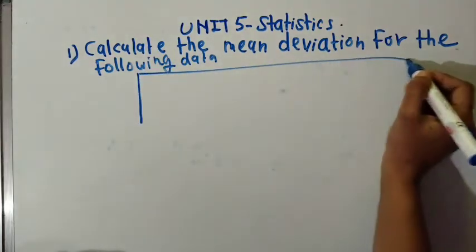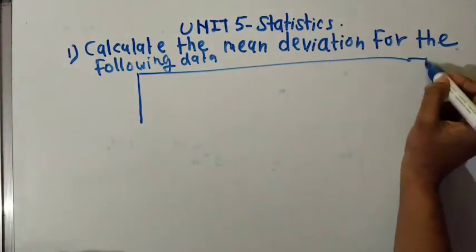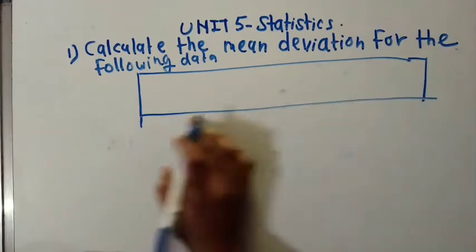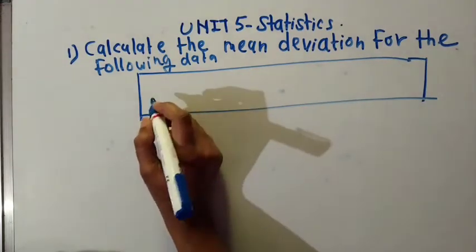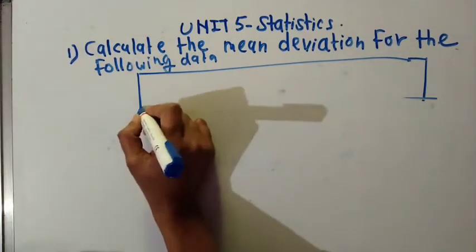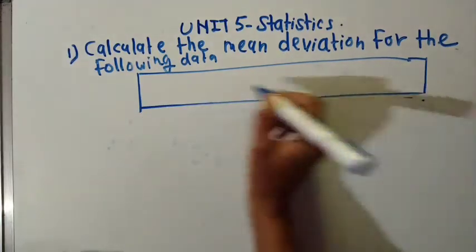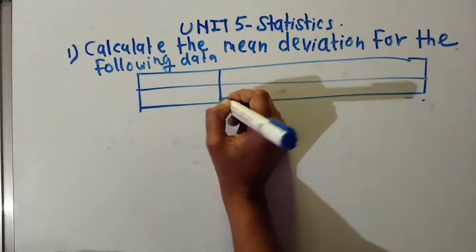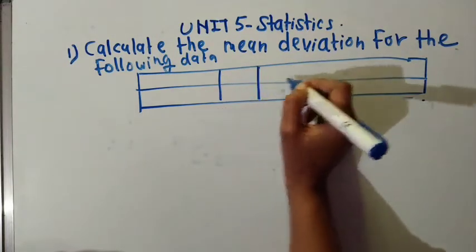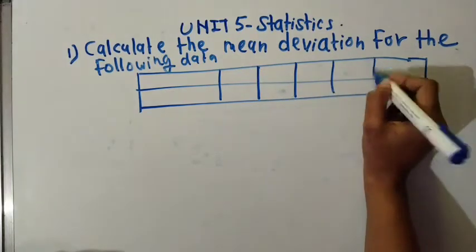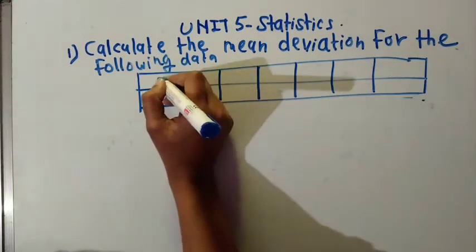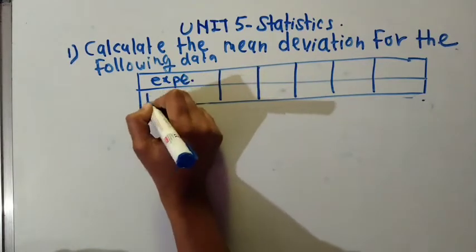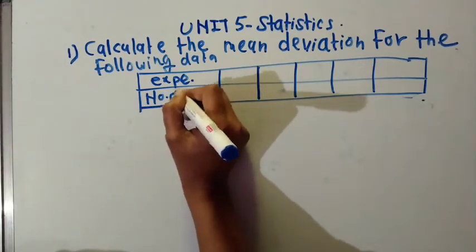So first we draw this diagram. This is expenditure. There are 5 columns. This is expenditure and this is number of families.